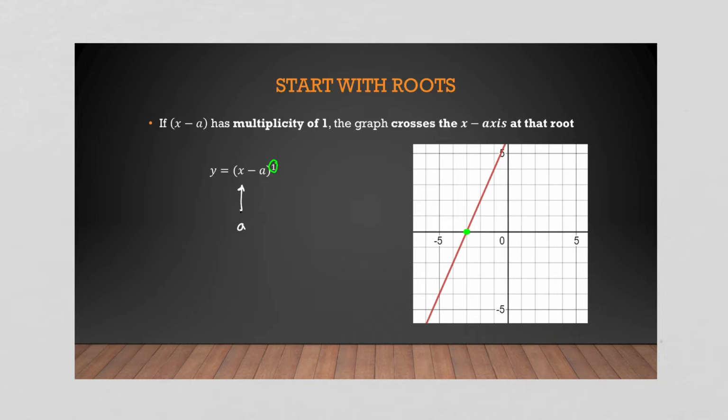So if you have an odd multiplicity, but only a 1, you're going to cross through the graph. It's going to look slightly different as that exponent increases, so 3s, 5s, 7s with respect to odds, and then we'll look at evens in a minute. But a multiplicity 1 root means we cross through the x-axis, just a straight, easy cross.